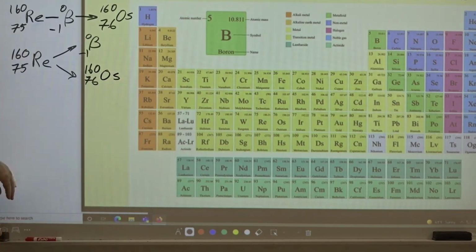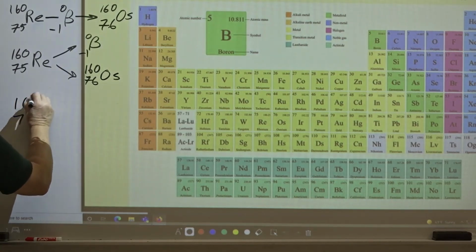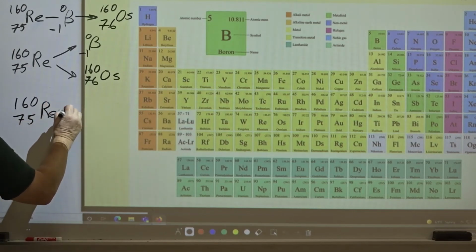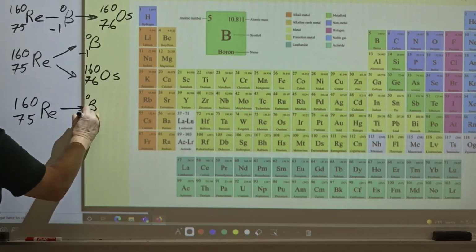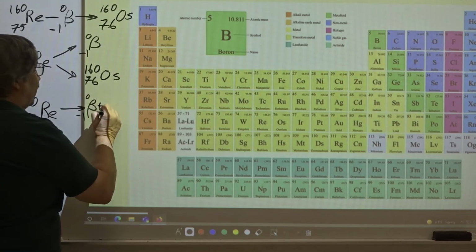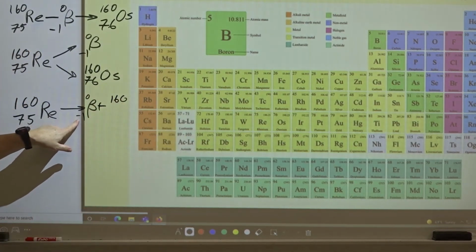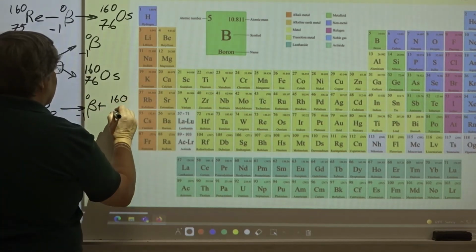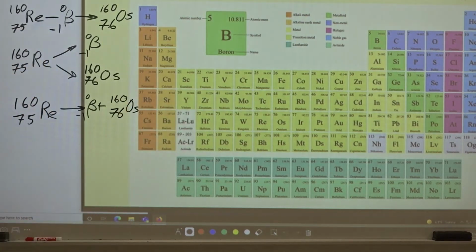And then, just like we did last time, we can also say 160, 75, rhenium, and that turns into a beta particle. And what do you have to add to 0 to get to 160? Obviously, you have to add 160. What do you have to add to minus 1 to get to 75? You have to add 76. And again, that's osmium. Okay?